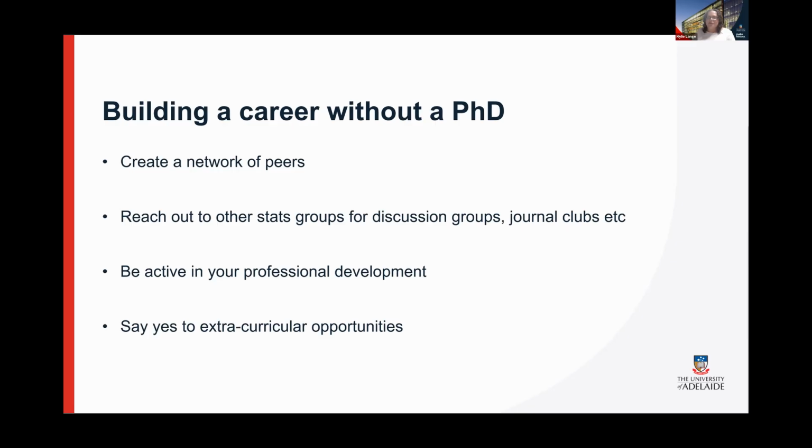So firstly, creating a network, I think, is quite important. Staying in touch with your undergrad peers through LinkedIn, Twitter, getting involved in things like the Stats Society and the ECSS section, or the applied societies in the areas that you work in. Particularly for people working in large universities, and if you're the sole statistician within an area, perhaps reach out to other stats groups in your organisation and find out if there are any journal clubs or seminar series that they run that they would be willing to invite you along to.